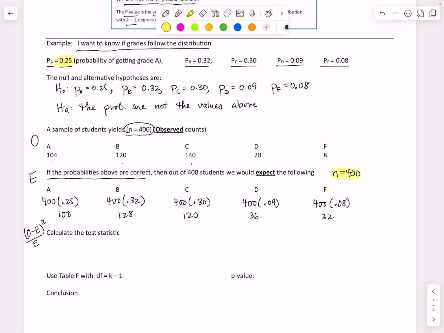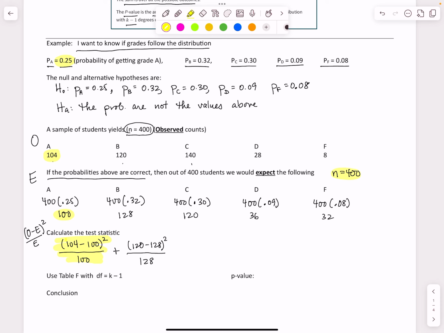So when I do it for the first pair, my O is 104 and my expected is 100. So the first one would be 104 minus 100, square that, and divide by 100. So that's taking care of the first pair. Now I work my way down to the next pair. I observed 120. I expect 128. Square that. Divide by what do I expect? And I do that one next.